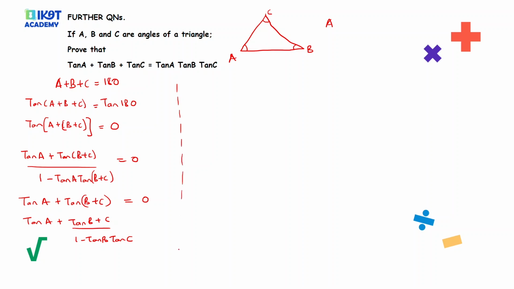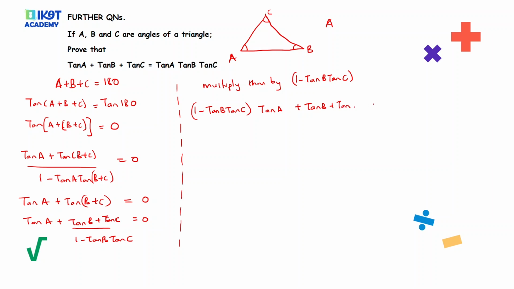So now let's continue here. So this is equals to 0. So I can choose to multiply through by that. Let me write it here. Multiply through by 1 minus tan B tan C. You see? So here what will I have? I'll have 1 minus tan B tan C into tan A plus tan B. Oh, sorry, this is plus tan C, plus tan B plus tan C is equals to 0.